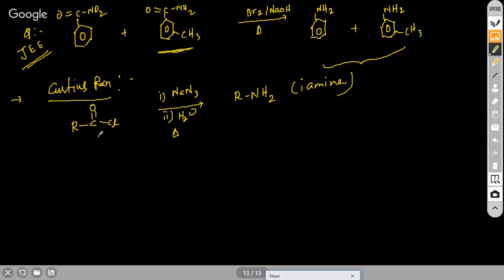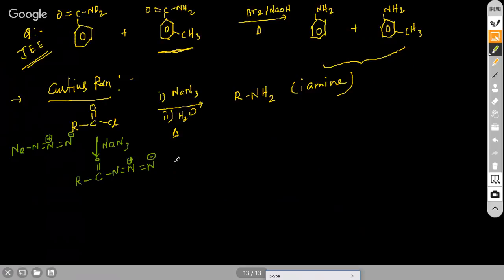How this reaction goes, you see, NaN3. Obviously, this Na will take the leaving group, NaCl forms, and this N3 attaches with the C double bond O. In NaN3, the structure is N, N plus, N minus. Now here what happens? Cl goes out and it forms RC double bond O, N3.